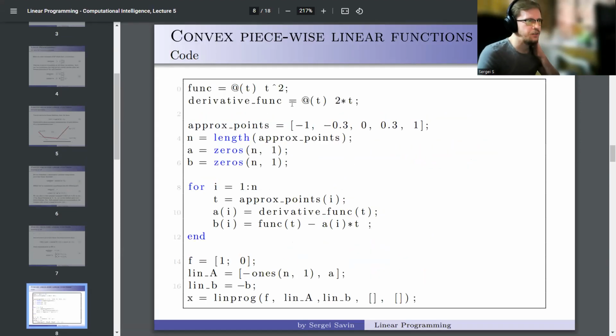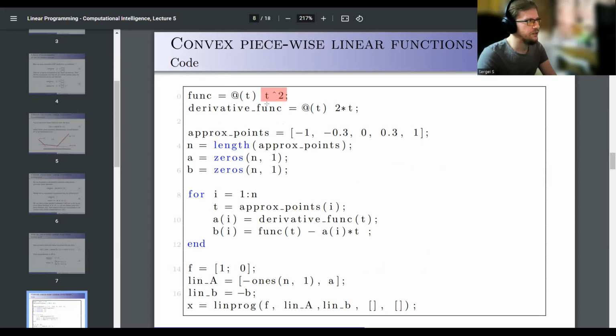Here is how you write it in Matlab. I'm showing it in Matlab just to show you a different type of code, but of course you can work in Python. So here, what I'm trying to do is approximate t squared by a piecewise linear function. I want to approximate at those points. Those are the points where it's going to be exactly equal to t squared.